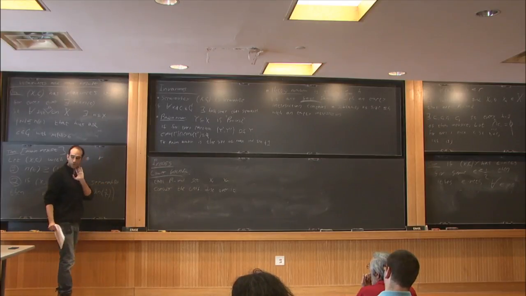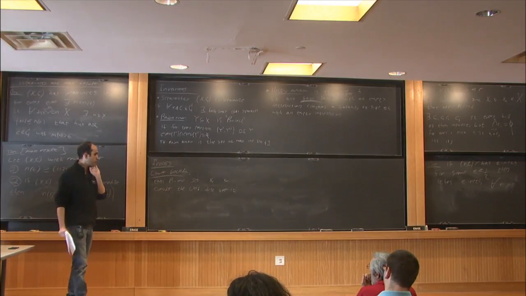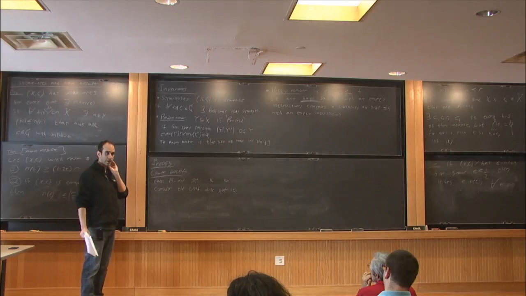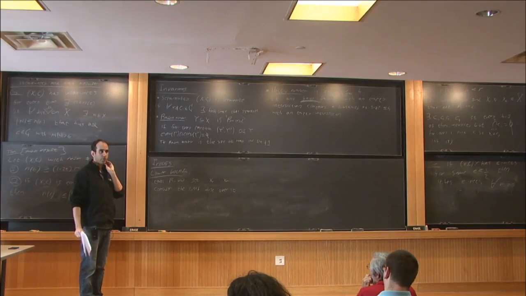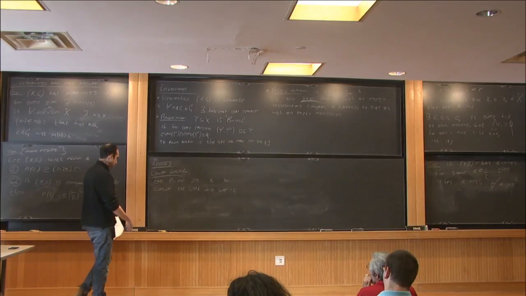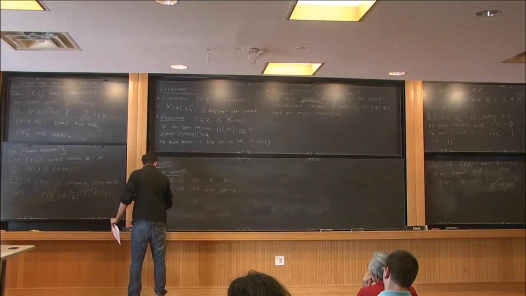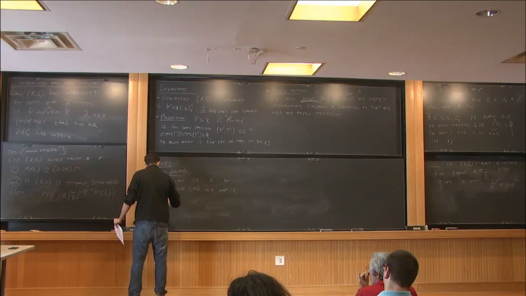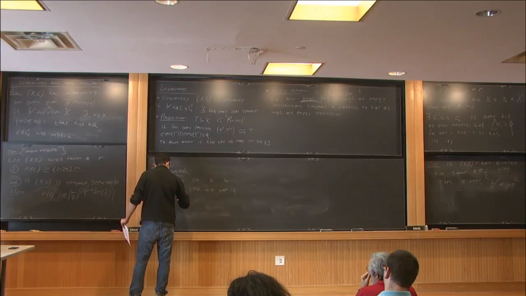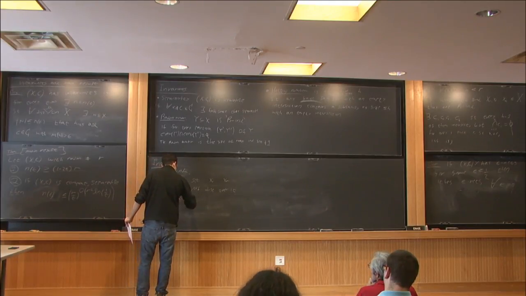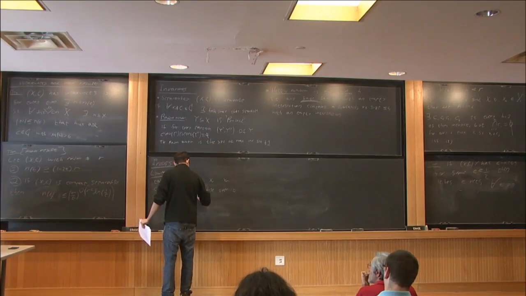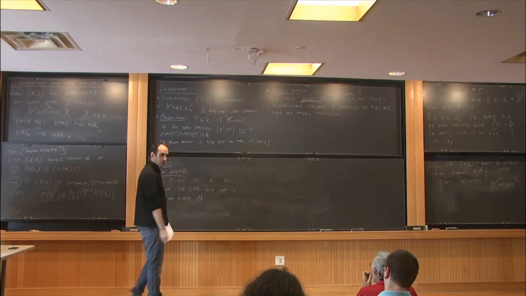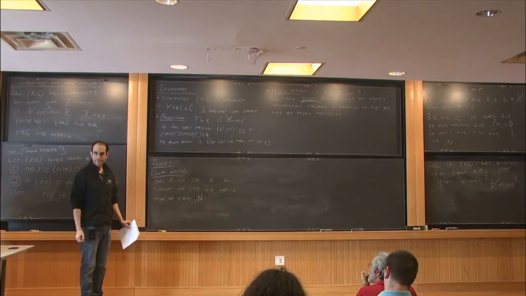Now, what we're going to use is a result in graph theory about Kneser graphs. So what do we want to prove? Given an epsilon net capital N, we want to show that N is large. Okay?